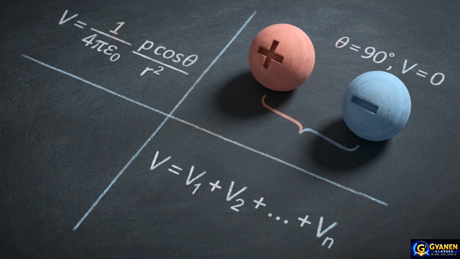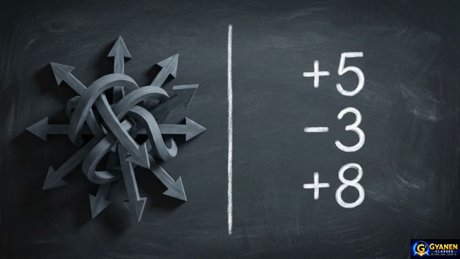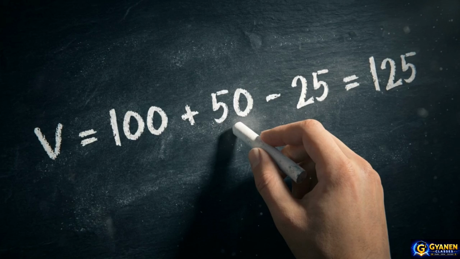Here are the core formulas: the dipole trigonometric equation, the zero potential equatorial rule, and the superposition arithmetic sum. Trust the scalar math. Let it eliminate the spatial complexity for you. Take these formulas and immediately start applying them to practice problems to lock in your mastery.